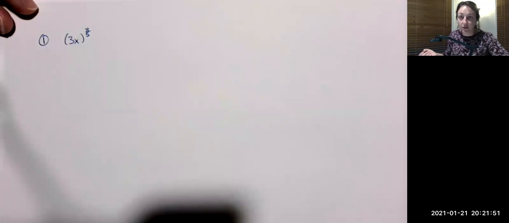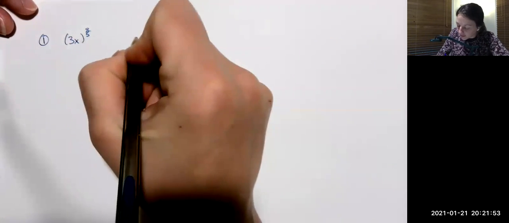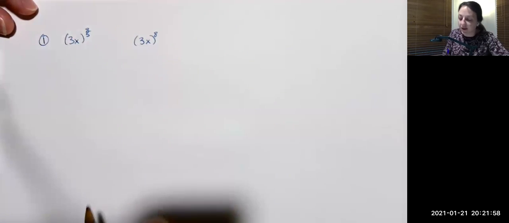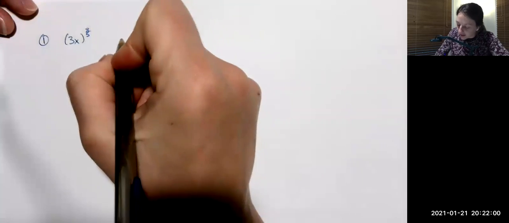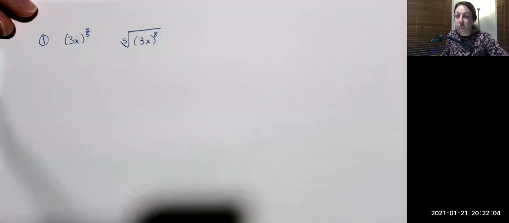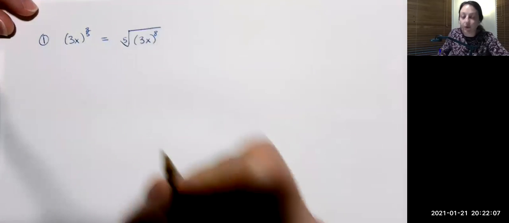So to get this into radical form, all that I'm going to do is take the base 3x, keep the numerator of its power, 8, and then take the denominator of its power and make the denominator the radical. That's it. That's the radical form.